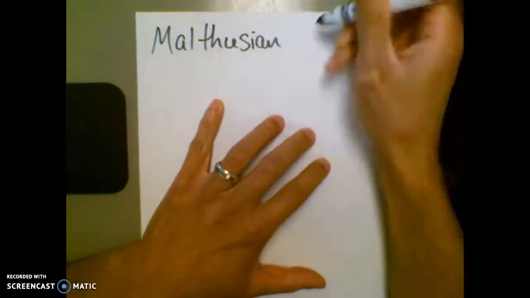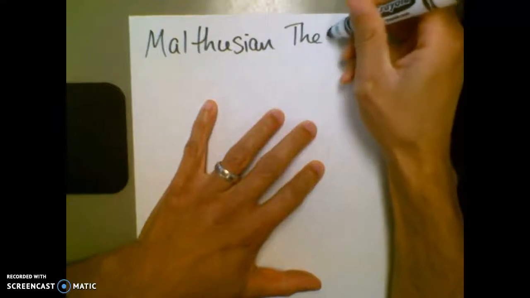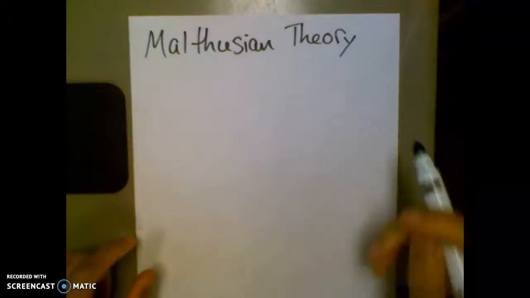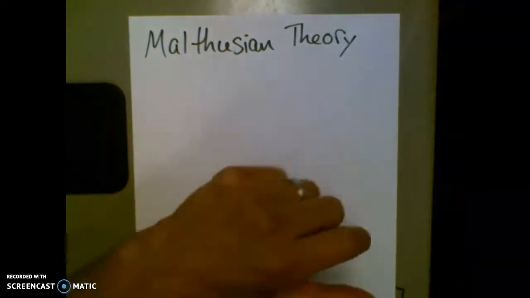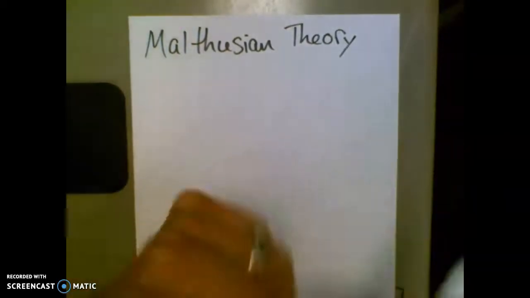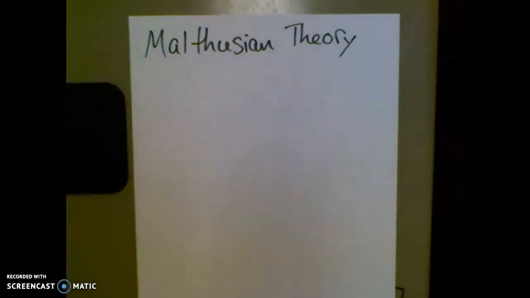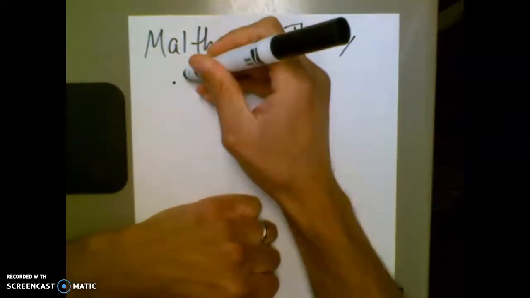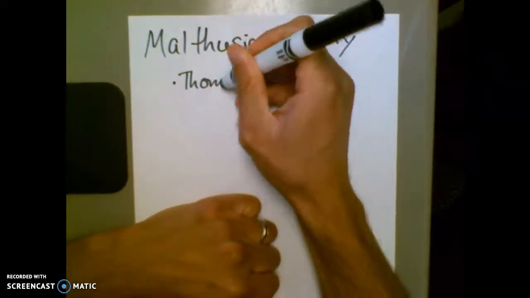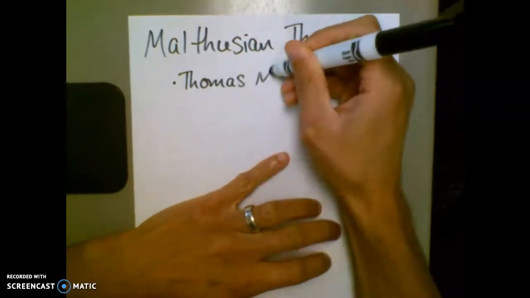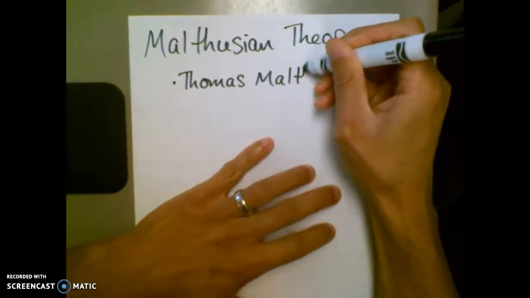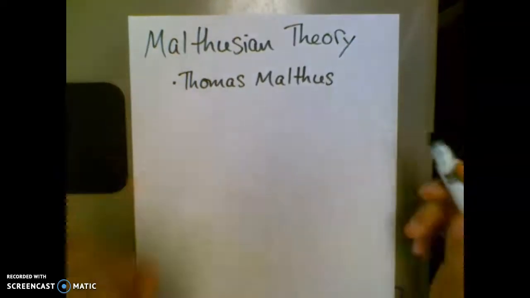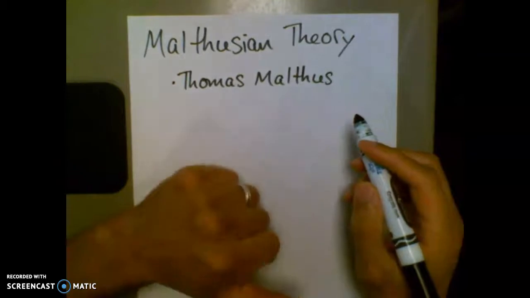Now, like environmental determinism and possibilism, Malthusian theory is a theory, right? And we'll look at several theories in AP Human. I guess you could say that this would be our third after determinism and possibilism. But Malthusian theory is named after a gentleman by the name of Thomas Malthus. And Thomas Malthus lived in the 1700s. And he's the one who came up with this theory, so they call it Malthusian theory. Makes sense.